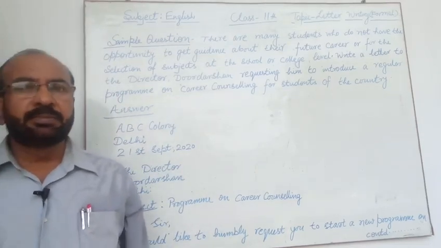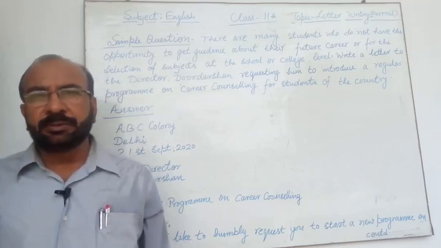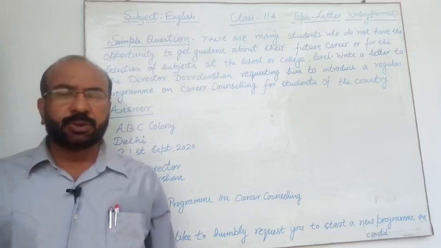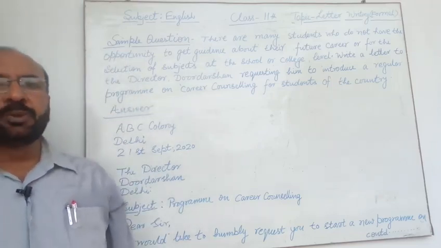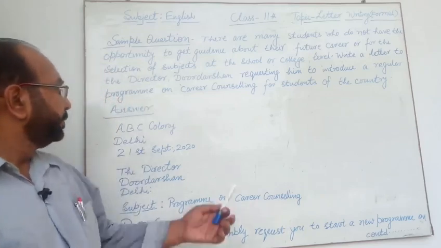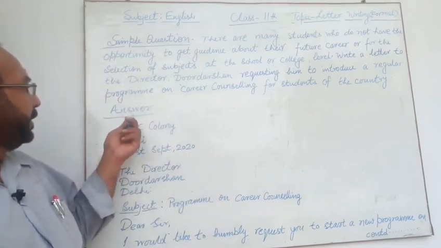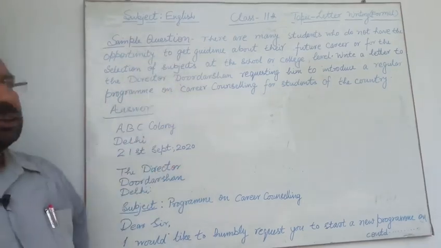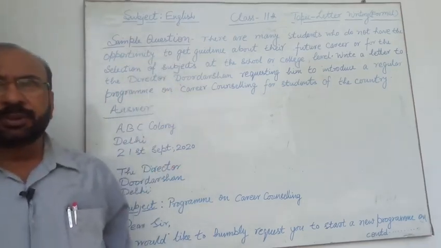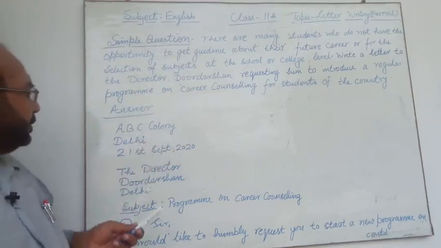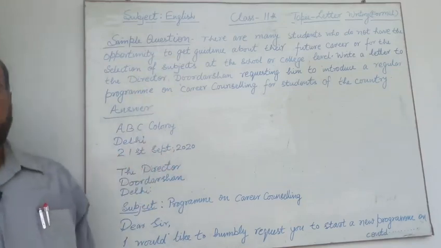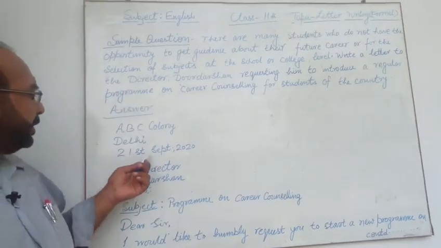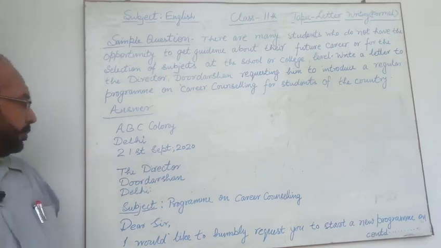So you have to write a letter to the director of Doordarshan for a program of career counseling on Doordarshan, so that the students of the whole country can be benefited. So you will start the letter. Here is the answer. Sender's address. So sender's address is not given here, no input is there. So you can give any address, ABC Colony, Delhi. And any date you can select to write. That I have written 21st September 2020.